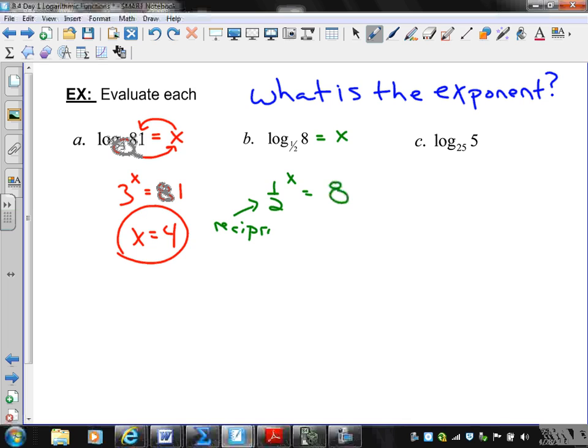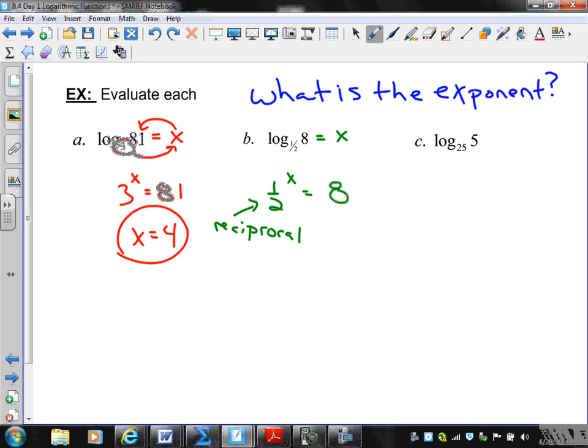When I take the reciprocal of 1/2, I get 2. 2 to what power gives me 8? Well, 2 to the 3rd gives me 8. So again, I have to do a little bit of manipulating, or at least thinking in my head, but eventually, hopefully we can get around to the idea that x has to be negative 3. Okay, last one here.